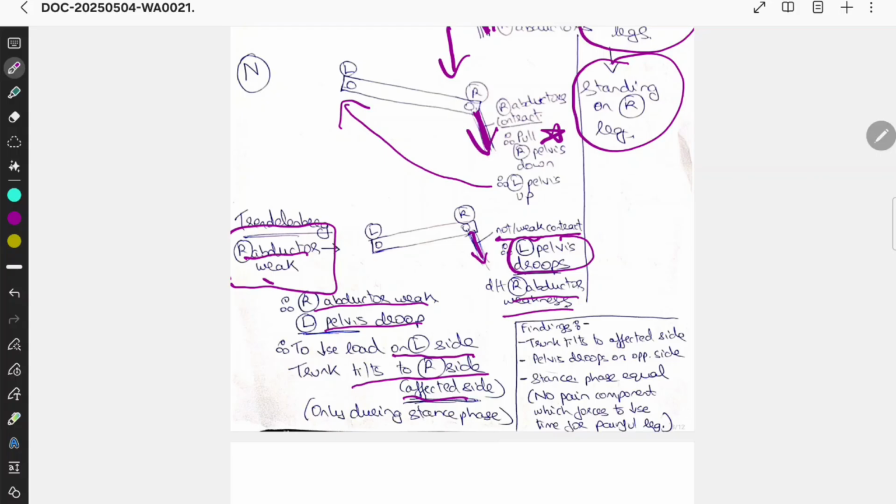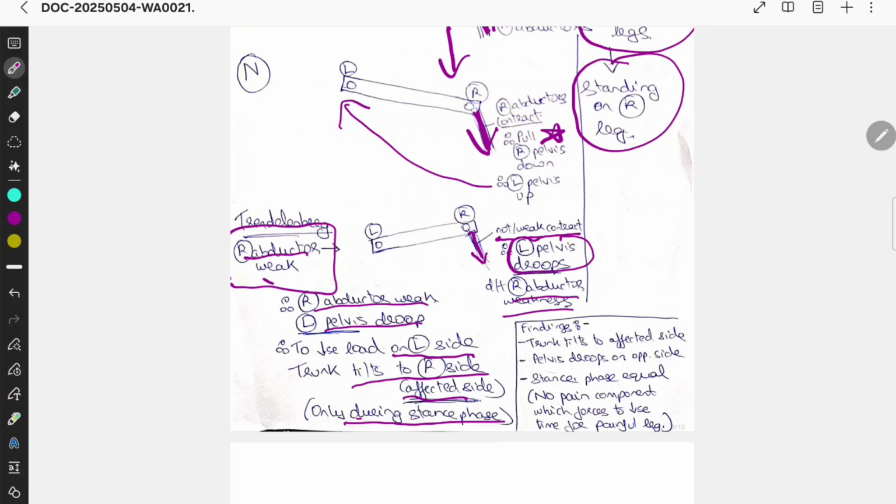So I repeat, right sided is the pathological side. The patient stands on the right side. What happens is right abductor weakness, so the left sided pelvis droops. Now, to decrease the load on the left side, the trunk tilts towards the right side, that is the affected side. And this happens when? Only during the stance phase of the affected right side, right?